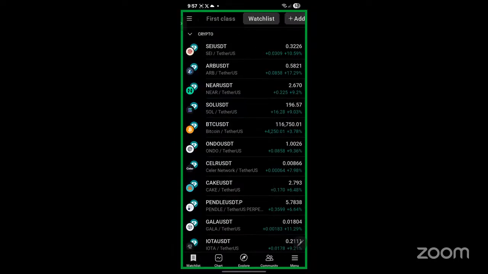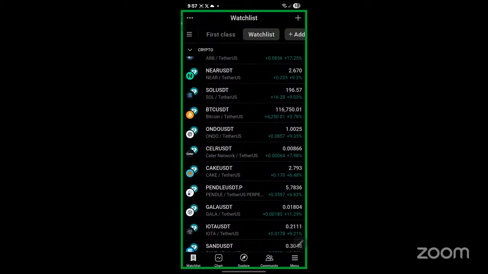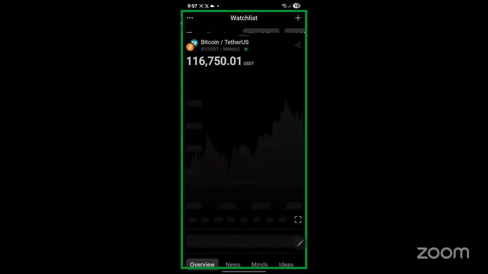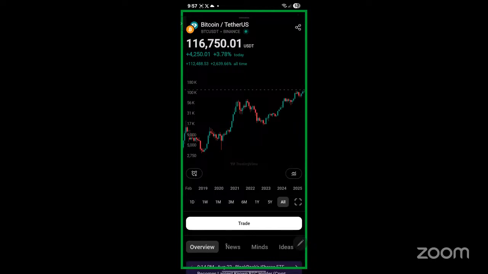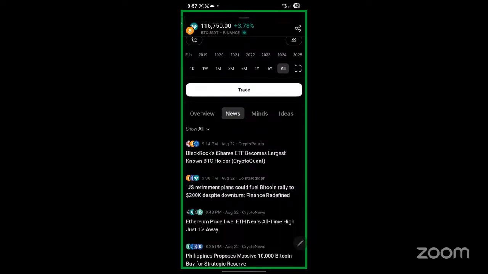People have been asking me about the news. Come here, for example, on BTC, tap on BTC. Here is the section for news. On each and every coin there is news. You can tap here on news, come here and read.